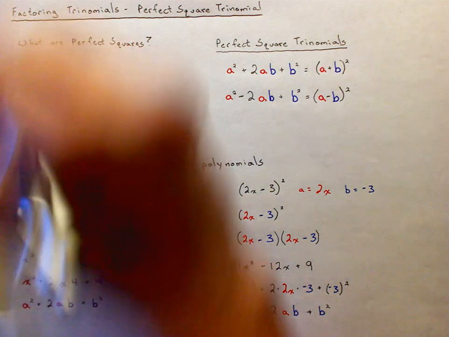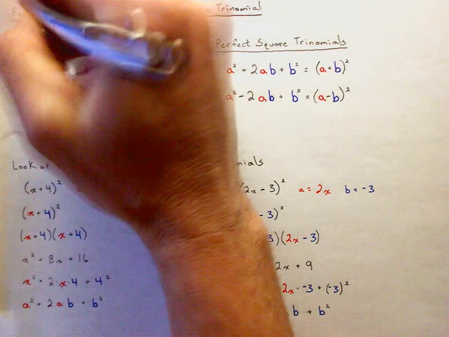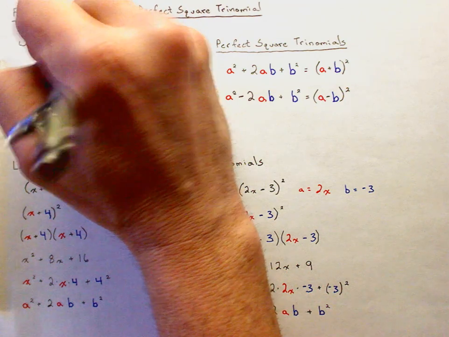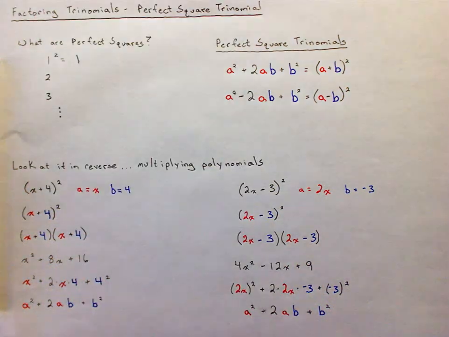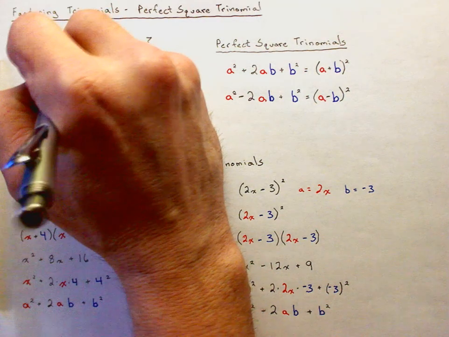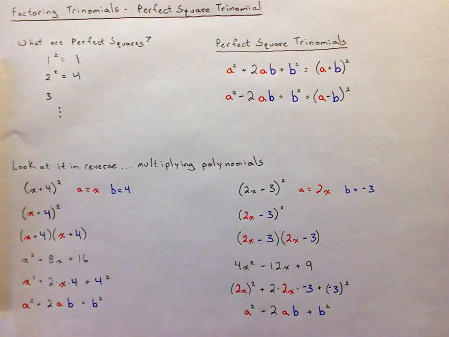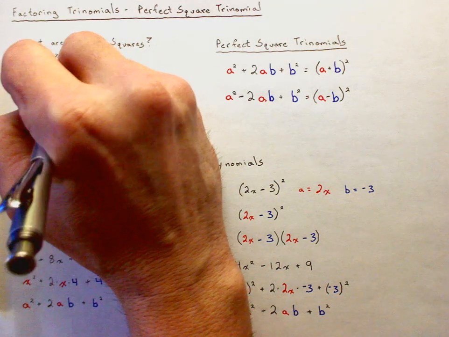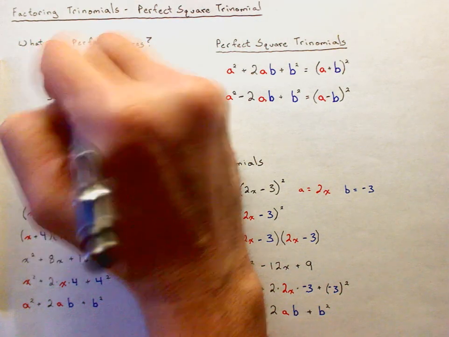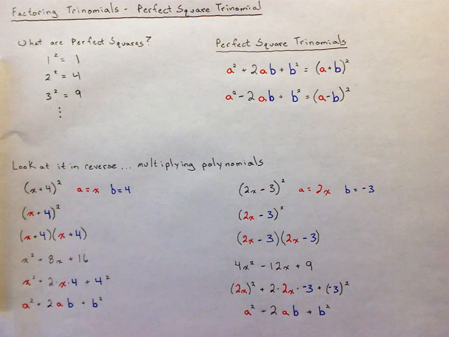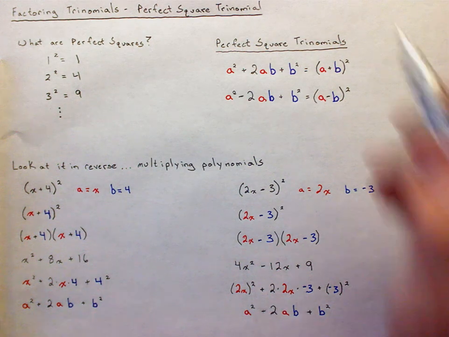So if I looked at 1 and I said 1 squared, that equals 1. And 2 squared equals 4. And 3 squared equals 9, and so forth. Those are perfect squares. And we have a formula for perfect squares.